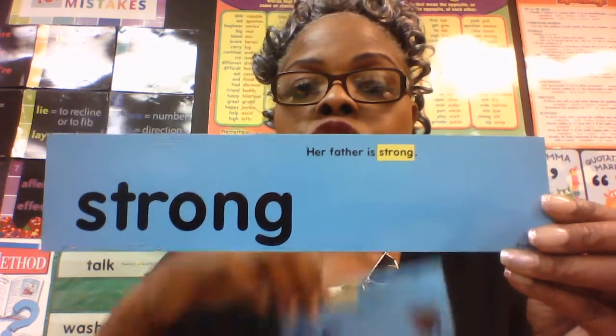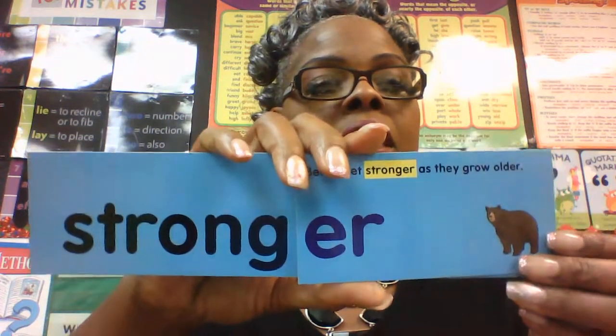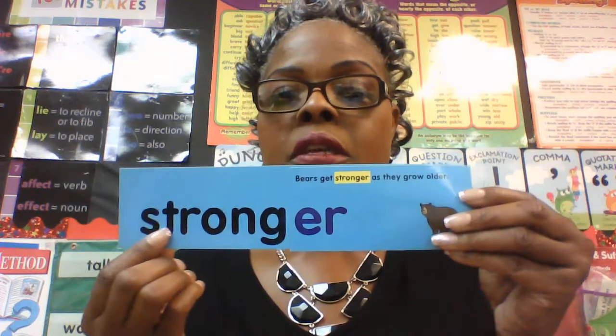Her father is strong. Okay? Her father. So we're going to compare the father to one other subject. Her father is strong. So take a look at how this spelling is going to change for strong. We're just adding er to the end of the word. Stronger. S-T-R-O-N-G-E-R. Stronger.